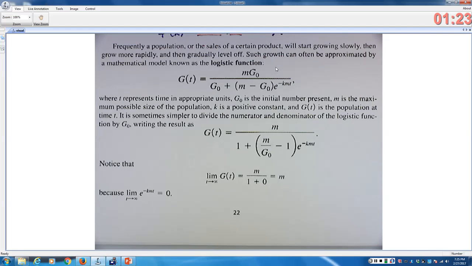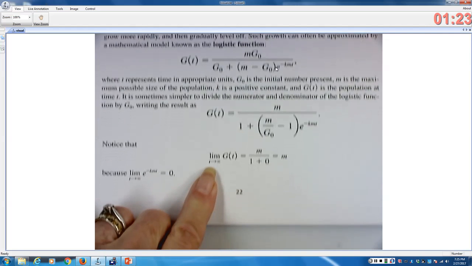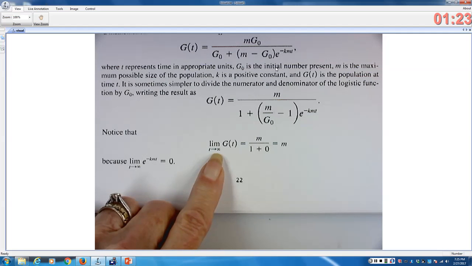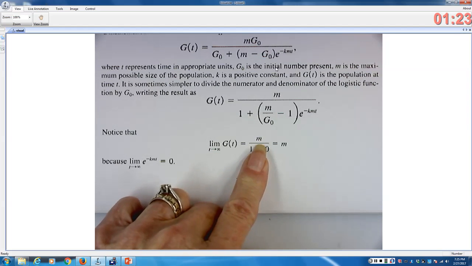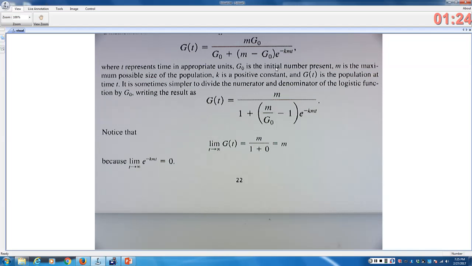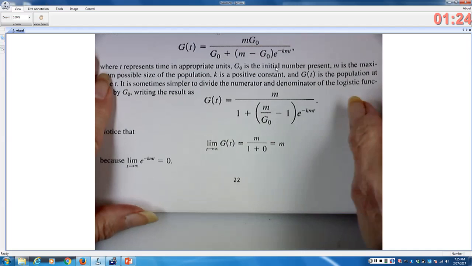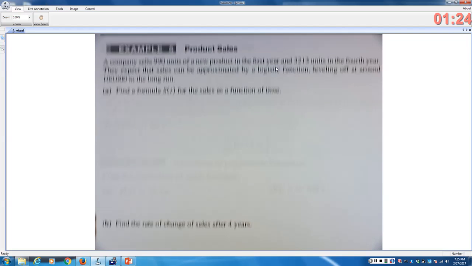So that's called a logistic function. And this logistic function is actually used an awful lot in business planning and analysis. What we're looking at here is the limit as time reaches infinity is actually going to come out to be the constant in the numerator of that function. And that's because of that leveling off. So this is an example of product sales.